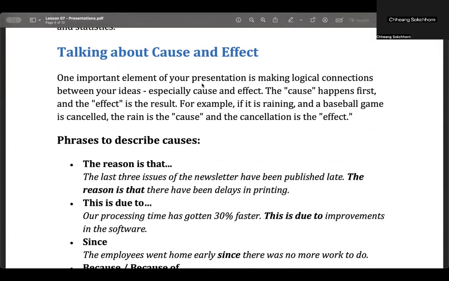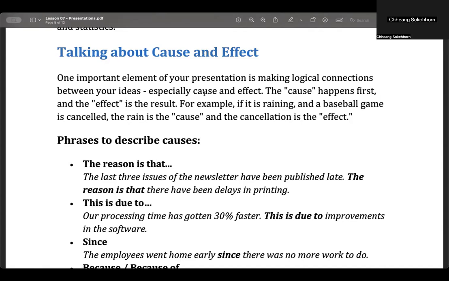Talking about cause and effect. One important element of your presentation is making logical connections between your ideas, especially cause and effect. The cause happens first and the effect is the result. For example, if it is raining and a basketball game is cancelled, the rain is the cause and the cancellation is the effect. Phrases to describe cause.